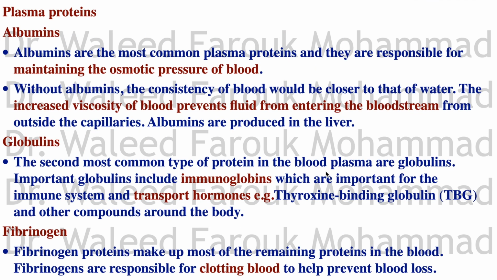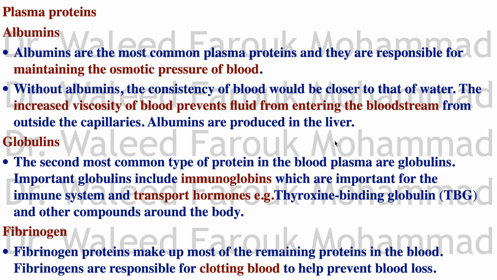The proteins present in plasma are three different kinds of proteins. The main proteins are albumins, globulins, and fibrinogen. Albumin is the most common plasma protein, and it's the one responsible for maintaining the viscosity and osmotic pressure of the blood. The viscosity of the plasma prevents the fluid from entering the bloodstream from outside the capillaries. Albumin is produced in the liver, so its levels are affected in liver diseases.